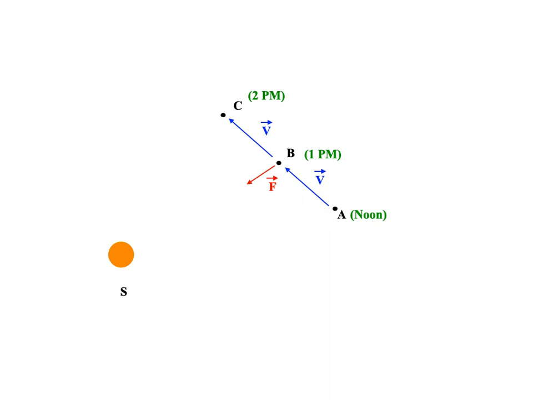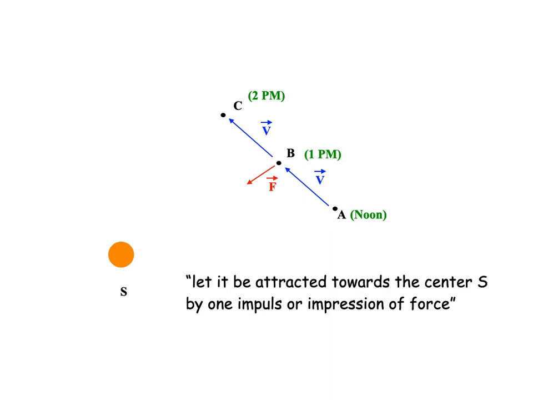Now let's go back in time to the point when Q is at position B, and let's turn on gravity for a brief instant. I have shown that brief instant of force from the sun by drawing in a red vector, shown here. Or, as Newton himself put it, let it be attracted towards the center S by one impulse or impression of force.